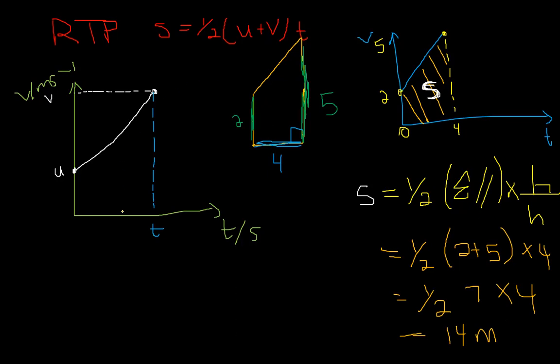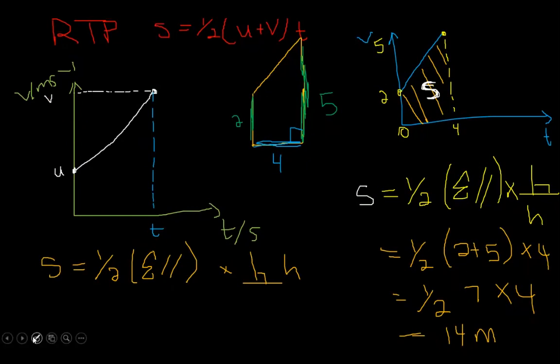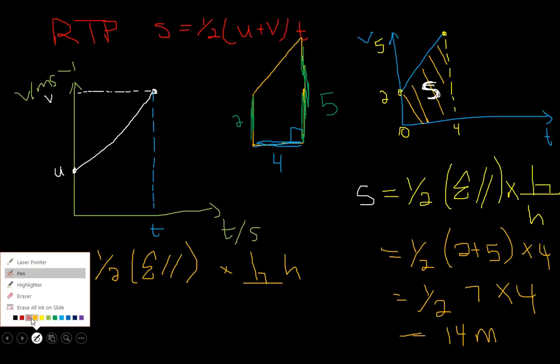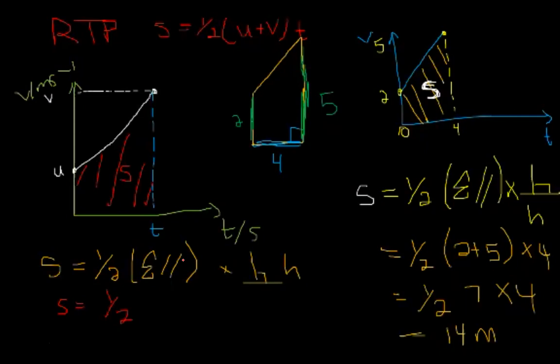Let's go back to this one now. So S, we said, is a half sum of parallel sides multiplied by the perpendicular height. For this, I use actual values: the 0, the 2, the 5, the 4. But here, I'm using letters: U, V, and T. Let me use a different color. So S, which is still the area of the trapezium, is a half by the parallel sides.